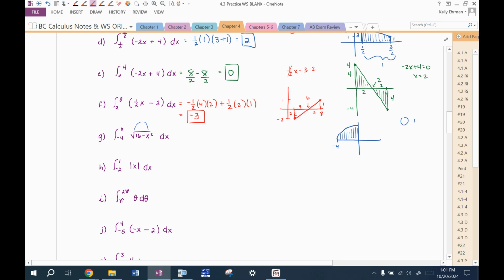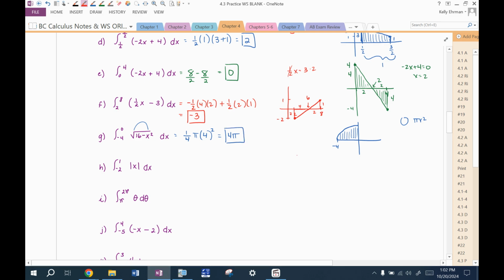A circle is pi r squared. Sometimes people want to throw a 1/2 in there. So circle is pi r squared. We're going to do a fourth of that. So 1/4 pi times the radius, which is 4 squared. So 16 pi over 4 is 4 pi.